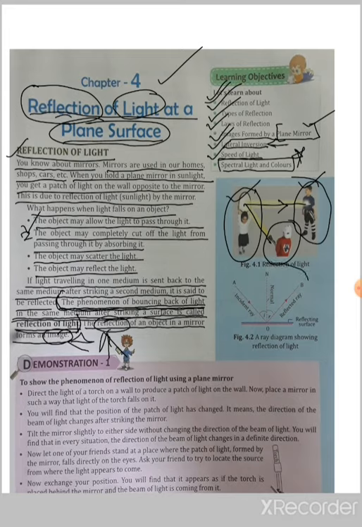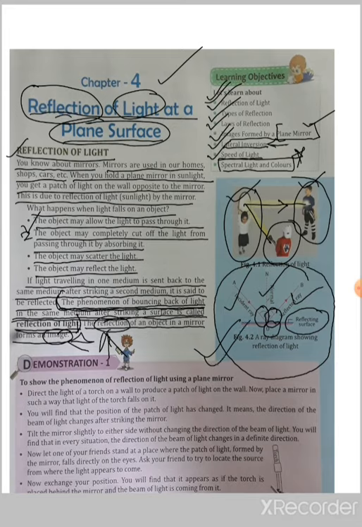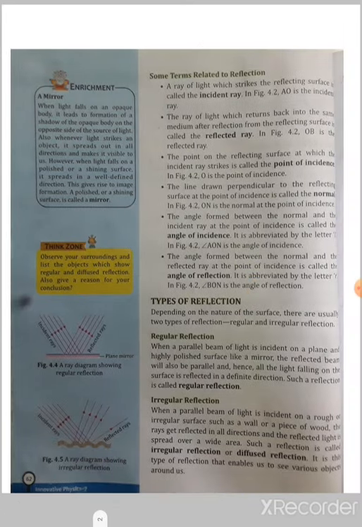There are certain terms which are related with reflection, and these are the terms here: incident ray, normal, reflected ray, reflecting surface. Here you can see O, here you can see I, and here you can see R. You can refer to your book. Are you getting my point? Figure number 4.2 is an important figure which helps you to know about the different terms associated with reflection. Now let's go to the second page, page number 62 of the chapter. Here it says some terms which are related with reflection.